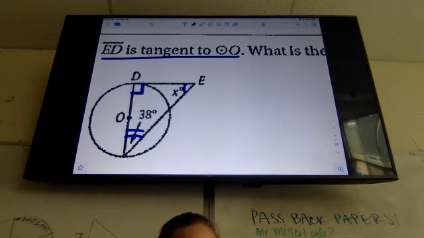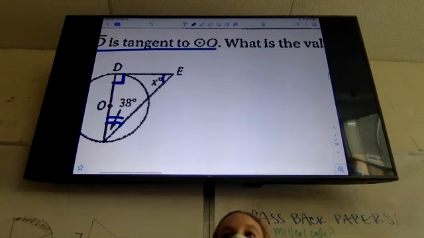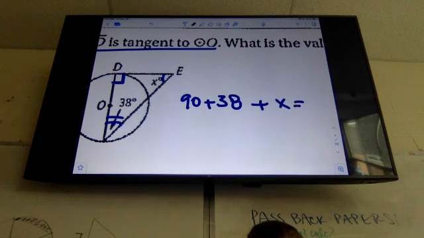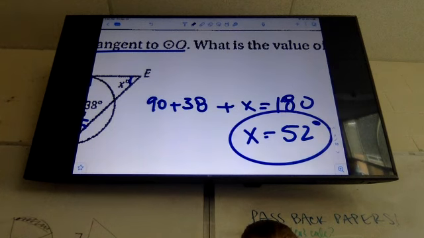38, 90, and something else. So we have to find this missing angle. How do you vote we find that missing angle? Well, you got 90 plus 38. Perfect. 52. I know, the 10s are hard.